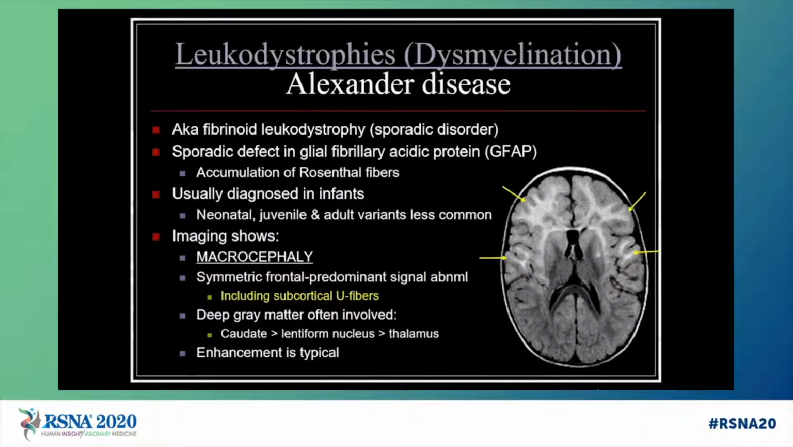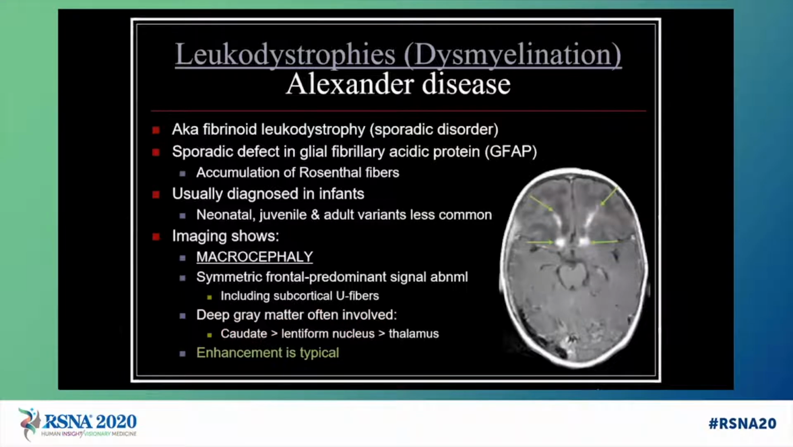You're going to have early involvement of subcortical U fibers, which is common to these macrocephalic leukoencephalopathies. And then you can have deep gray matter involvement, which, like the white matter involvement, goes from anterior to posterior. So you have involvement of the caudate, followed by the lentiform nucleus, followed by the thalamus. And enhancement is typically seen and is characteristic of Alexander disease.